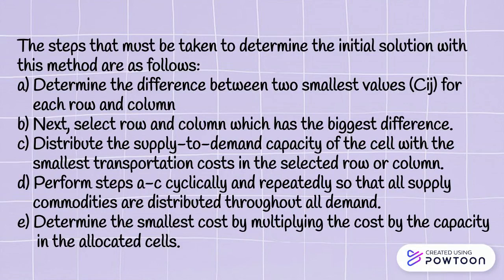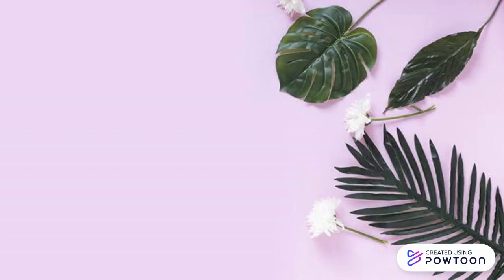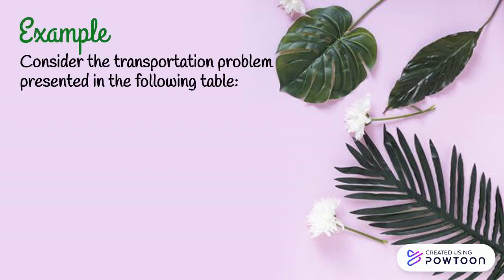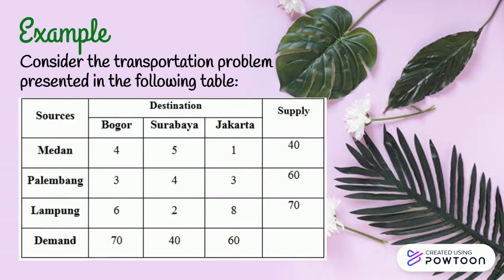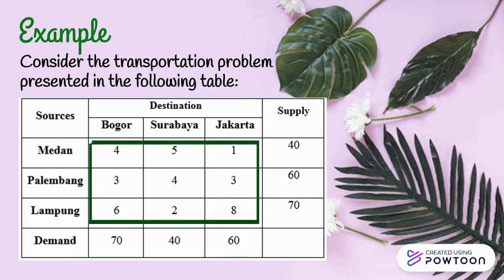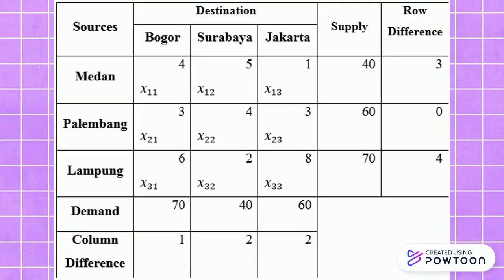But it's better if we practice, right? So let's move into the example. Let's look at the example. Consider the transportation problem presented in the following table. This is the supply from 3 suppliers, and this is the demand from 3 destinations, and this is the cost from each supplier to destination.